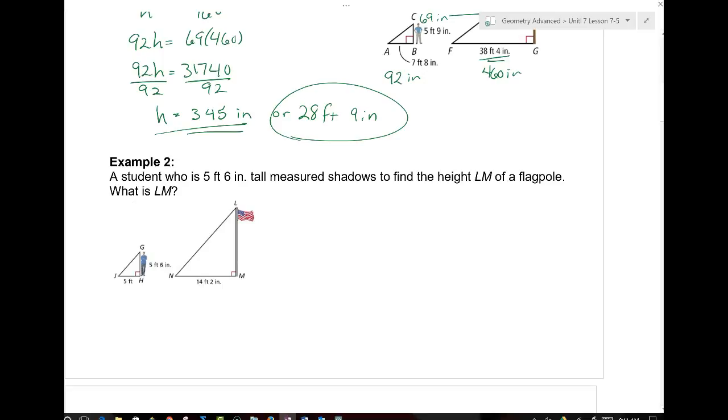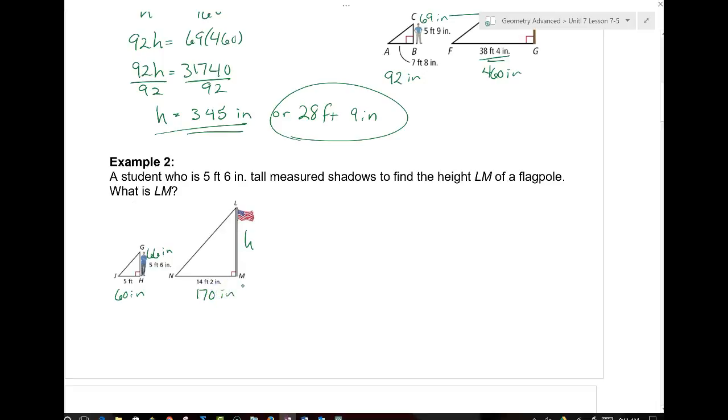All right. But it says here, a student who is 5 feet 6 inches tall measures a shadow to find the length of LM of the flagpole. So I want to figure out how tall the flagpole is. Isn't this just doing the exact same thing that we just did, guys? So let's quickly convert these. Well, 5 feet we know is 60 inches. 5 feet 6 inches tall is going to be your 66 inches. 14 feet 2 inches is how many total inches? 170. Can I set up a proportion now to solve for this?